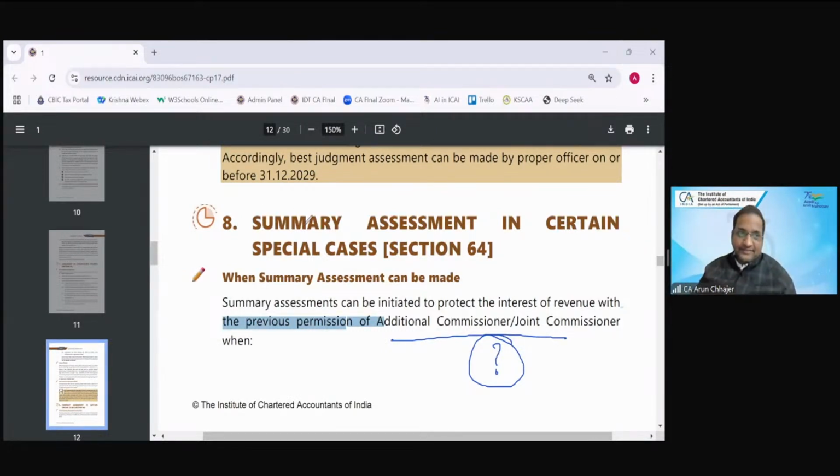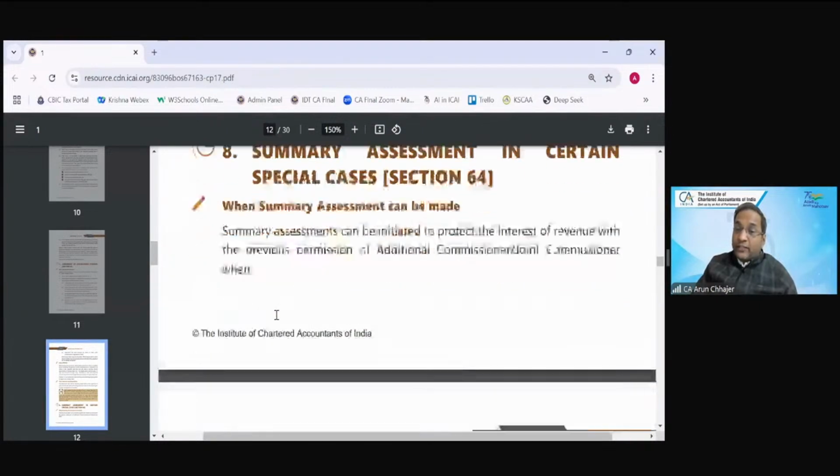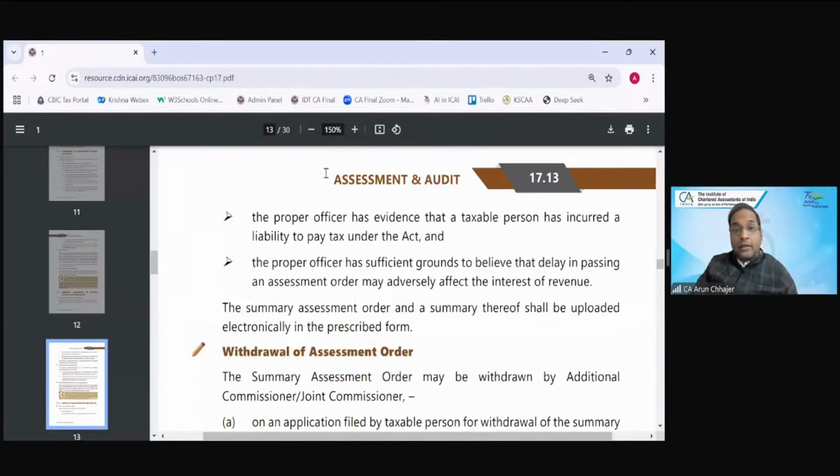Provisional assessment for 6 months. Yes, additional. Absolutely correct, beta. So they are saying summary assessment can be initiated to protect the revenue, but I have to take the permission of additional commissioner or joint commissioner.